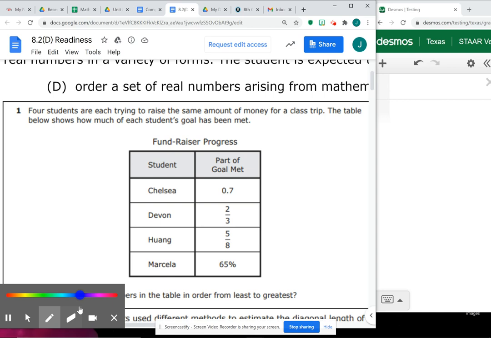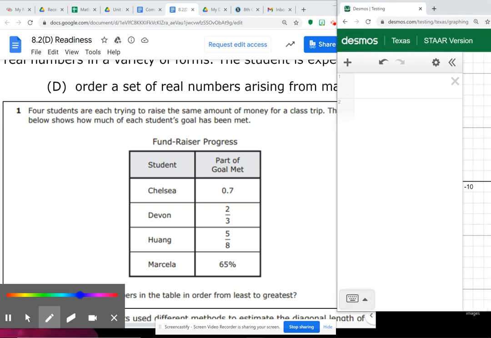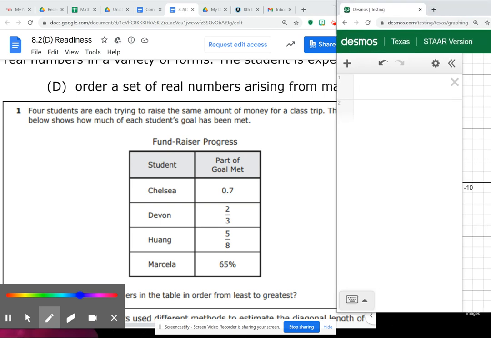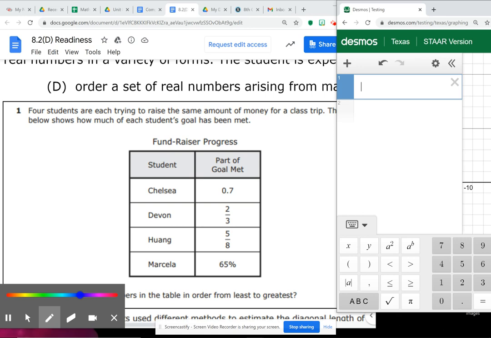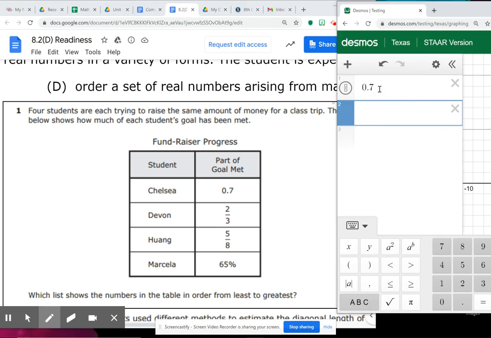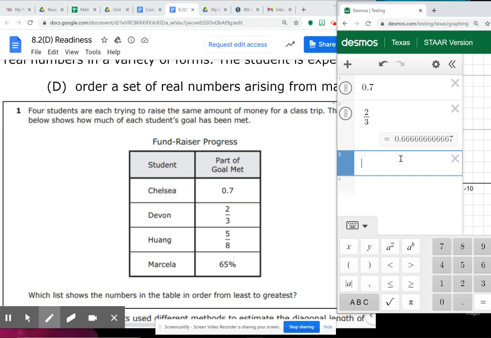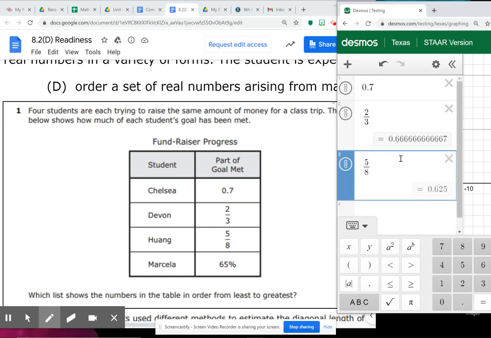So what I'm going to tell you to do is use your Desmos calculator, and notice this is the STAR version, so you will be able to use this calculator on your STAR. And go ahead and plug those values in one at a time. So remember, to do that, you're just going to plug it in using your keypad. So plugged in 0.7, and then 2 divided by 3, then 5 divided by 8.